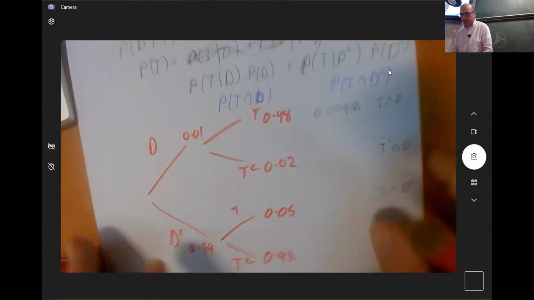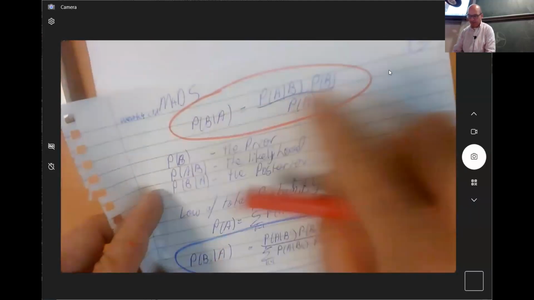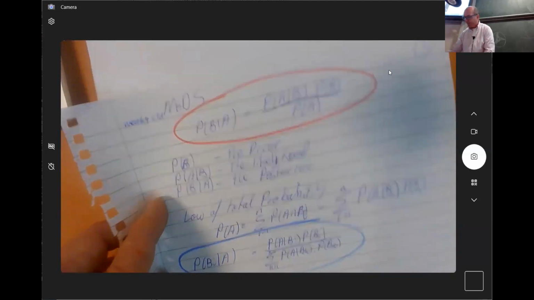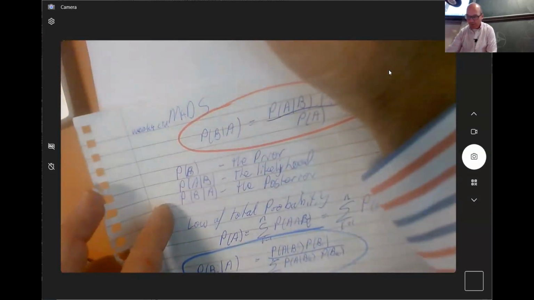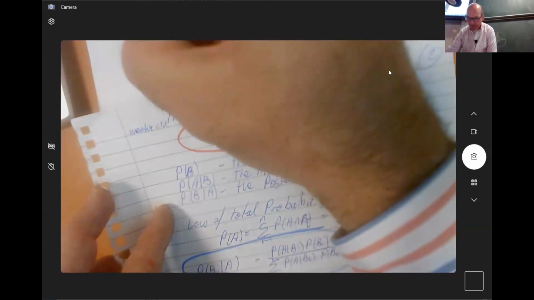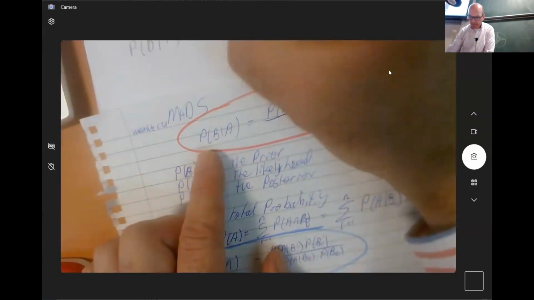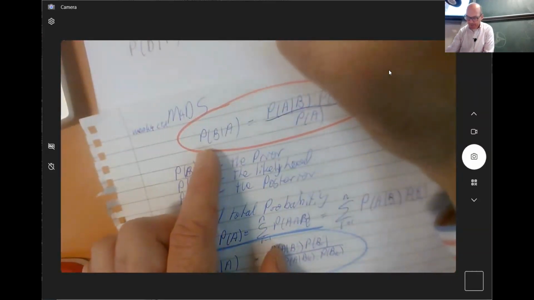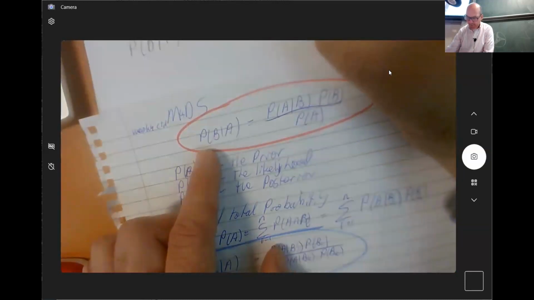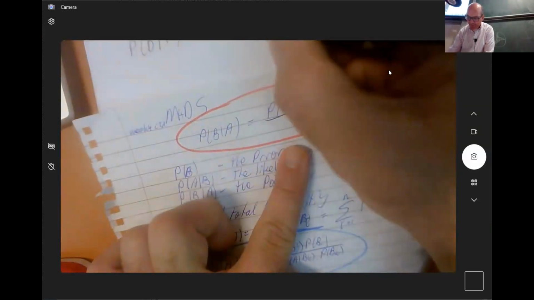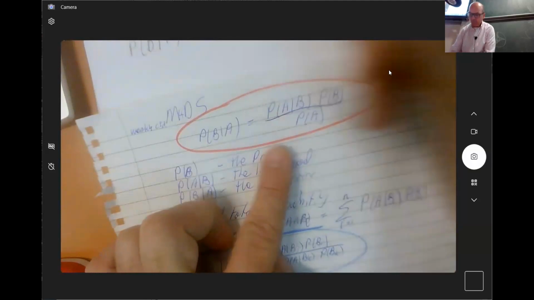Getting back to what we were trying to do, we were going to use this identity. We're going to use Bayes' law to rearrange to get the thing that we want. We want the probability of D given T, so that's the probability of T given D times the probability of D, on the probability of T.